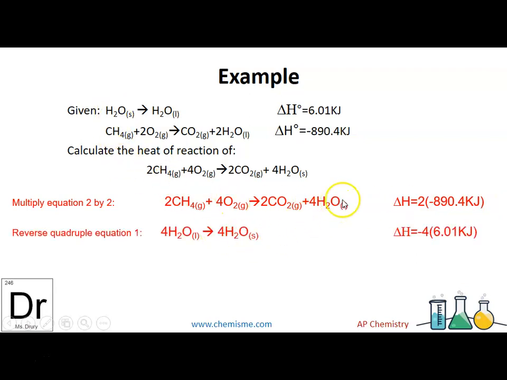So that way the water, quadrupling, the 4 H2O liquids will match the 4 H2O liquids on the left. They will cancel and we can just sum the heats. So I'm going to sum 2 times negative 890 and my negative 4 times 6.01. We still see that it's an exothermic reaction because it's happening twice as much, and the fact that you're making a solid helps it be even more negative.